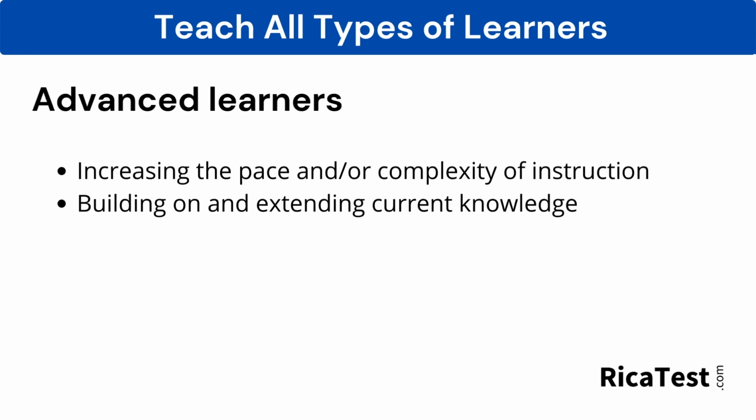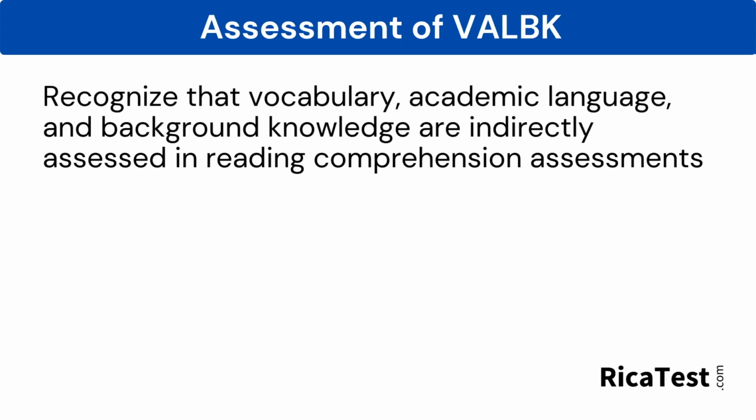As seen in past lessons, teachers provide effective differentiated instruction for our advanced learners by increasing the pace or complexity of instruction, building on and extending current knowledge, as well as extending the depth and breadth of assignments. For the assessment of vocabulary, academic language, and background knowledge for our students, teachers need to recognize that vocabulary, academic language, and background knowledge are all indirectly assessed in reading comprehension assessments and recognize the implications of this in interpreting the results for those assessments.